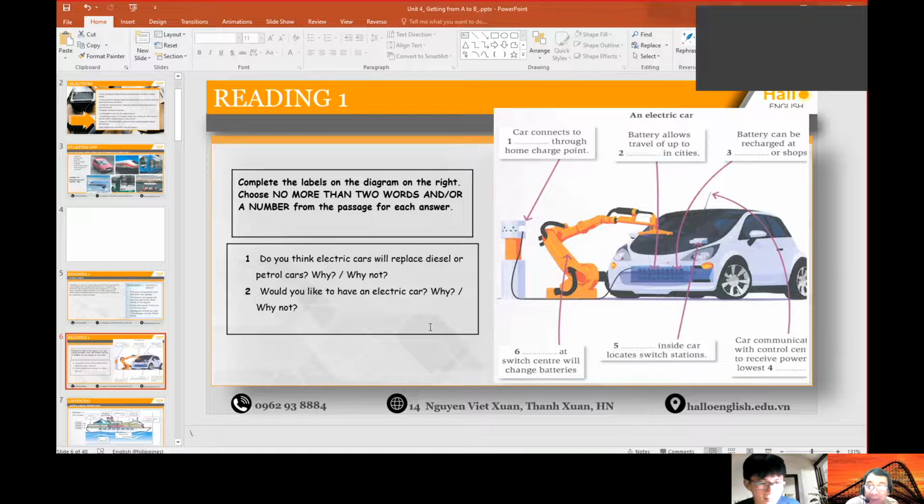The charge time would be 8 hours for a full charge. Then you are going to wait 8 hours before you can travel again. Remember that, right? With diesel, if you don't have diesel, you can go to the gas station and get diesel, right? And then you can drive again.